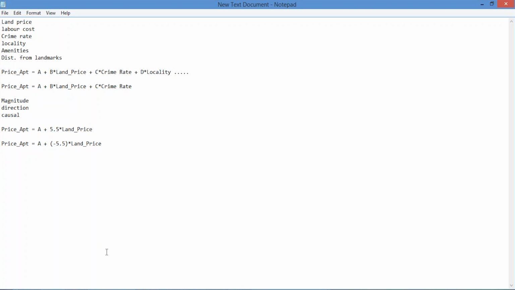Someone who is very familiar with real estate may be able to answer this, because it's not a logical thing. It can be a bi-directional thing, and somebody who is very familiar with the domain or the business knowledge can answer this question. So that's what we mean by causal.